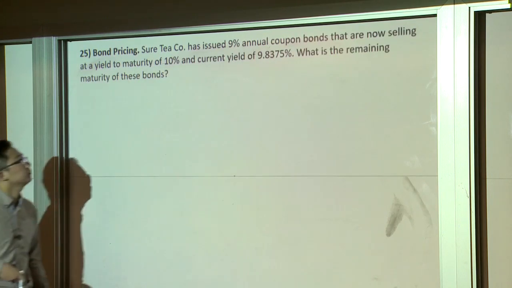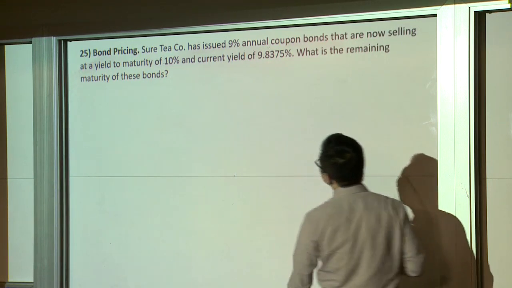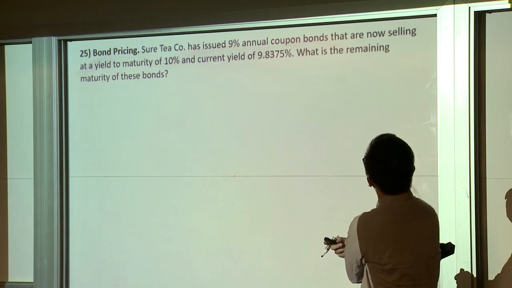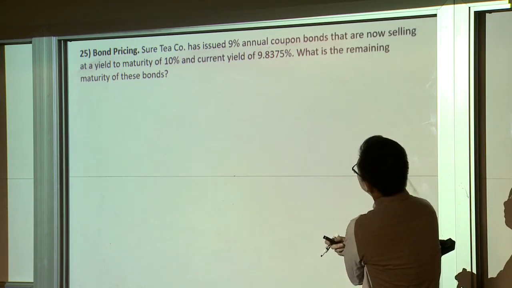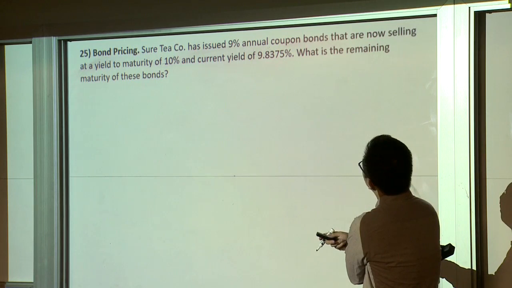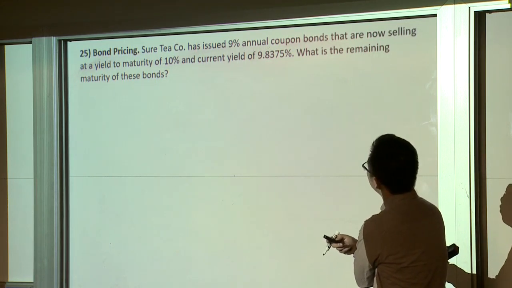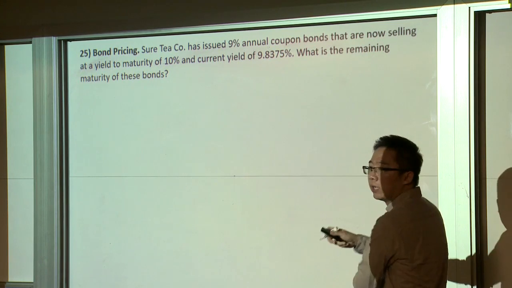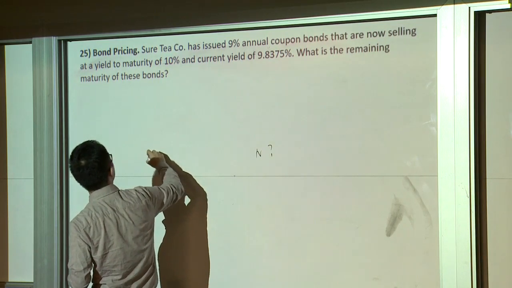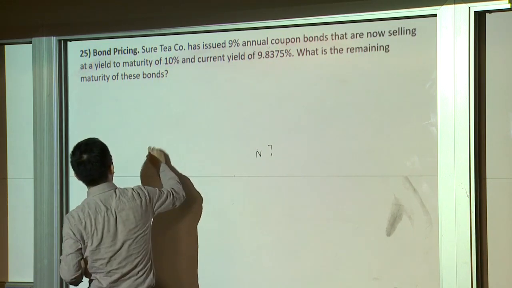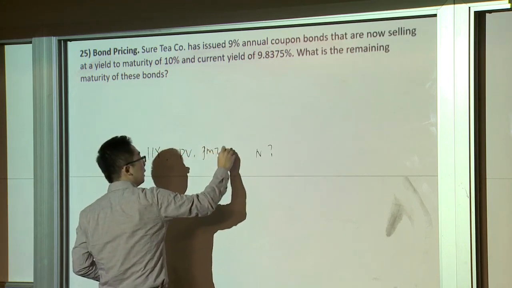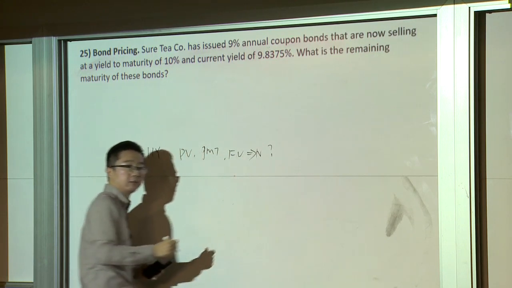Number 25. So the company has issued 9% annual coupon bonds that are now selling at a yield to maturity of 10% and a current yield of 9.8375%. So what is the remaining maturity of these bonds? We need to calculate for n. Okay, so we need the other 4 variables: IY, PV, PMT, and future value, right? And then we calculate for n.